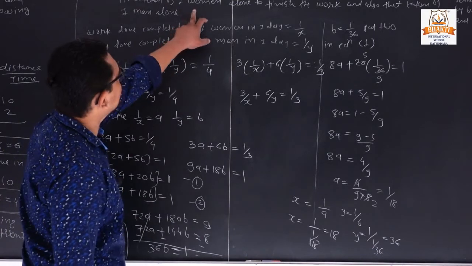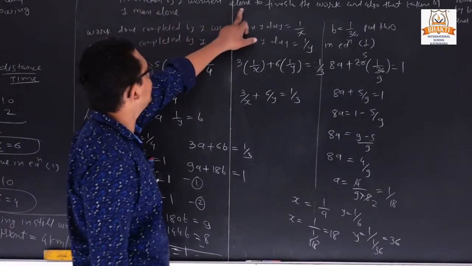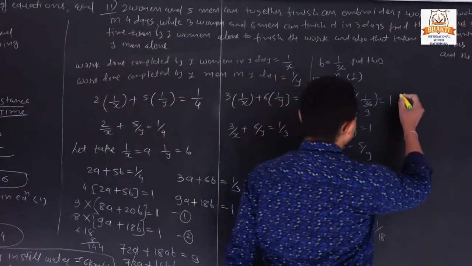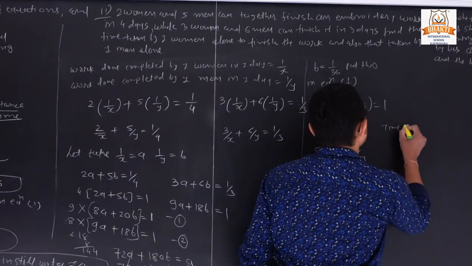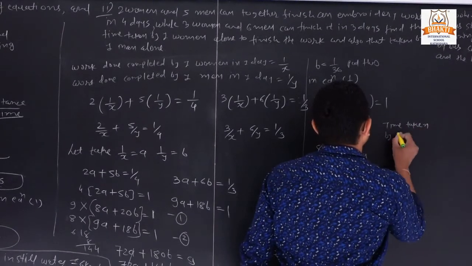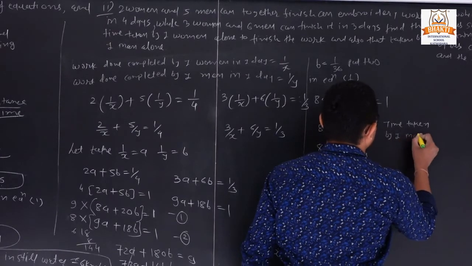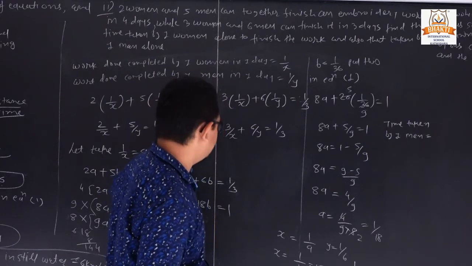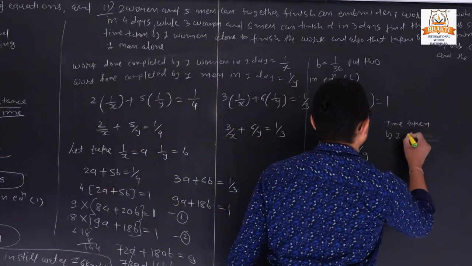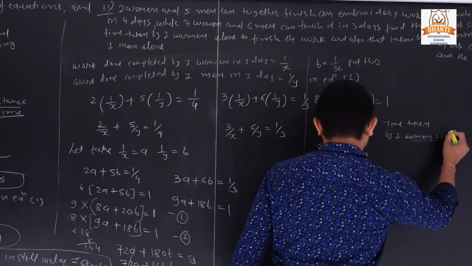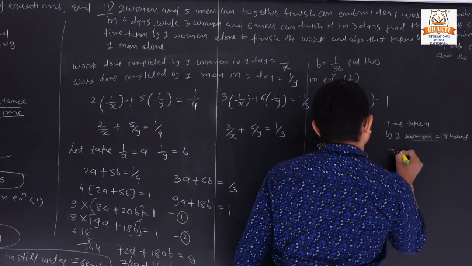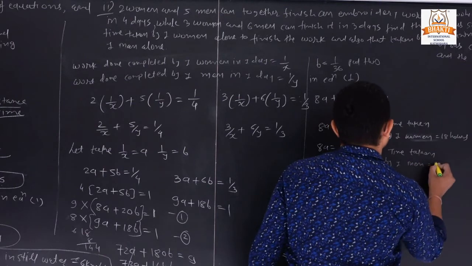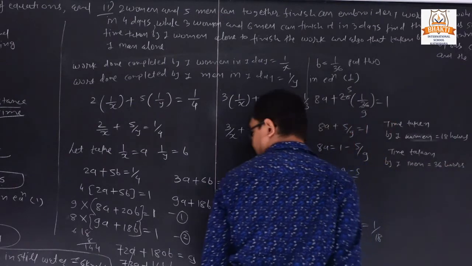So here they are asking to find the time taken by one woman alone to finish the work and also the time taken by one man. So we can write like that: time taken by one woman is equal to 18 hours and time taken by one man is equal to 36 hours.